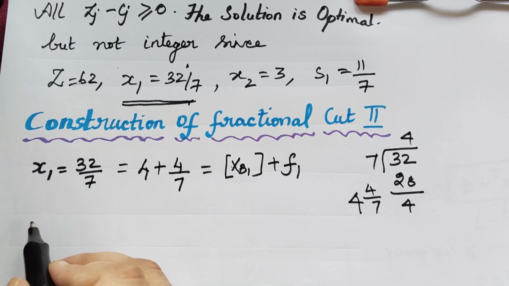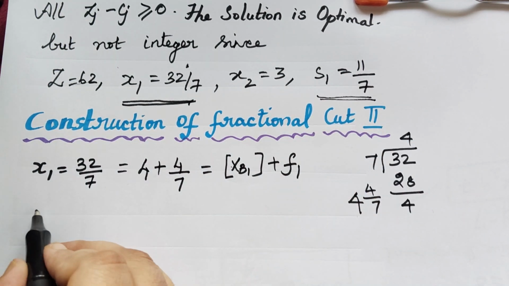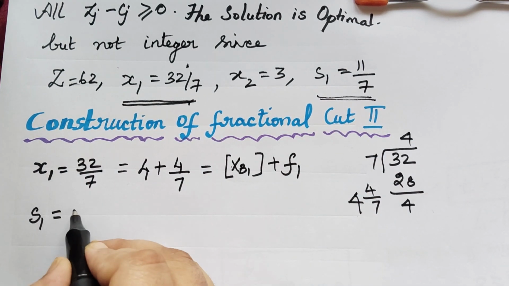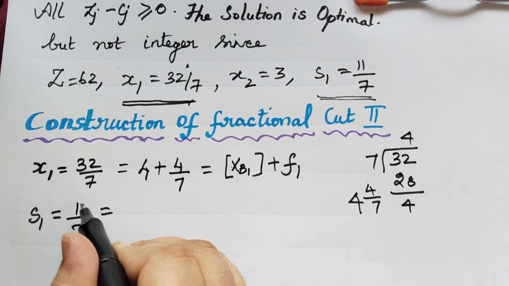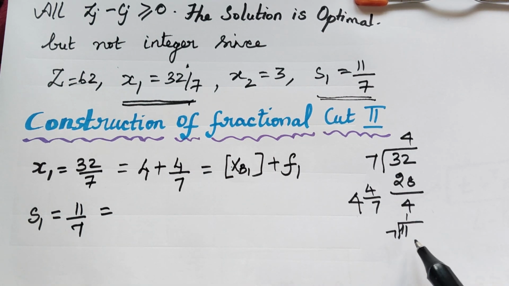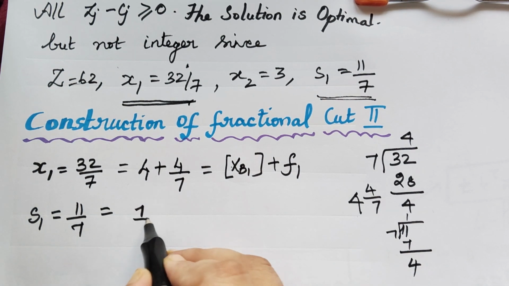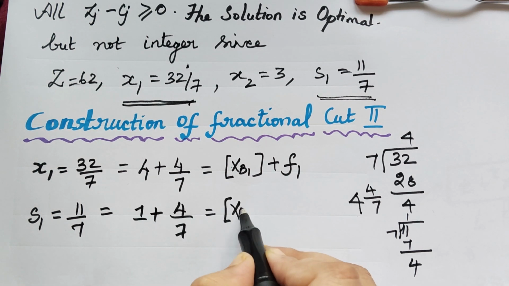Next, what is the other solution that is a fraction? S1 we have 11 by 7. So S1 is equal to 11 by 7, where again the numerator is greater than the denominator. So when you divide it, 7 1 times is 7 and the remaining you have 4, and so this can be written as 1 plus 4 by 7. Again the integral part is xb1 and the fractional part is f2.